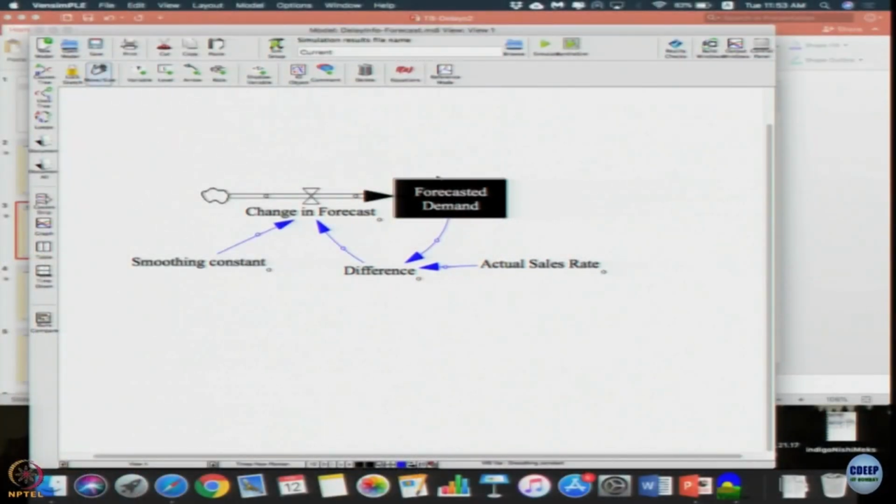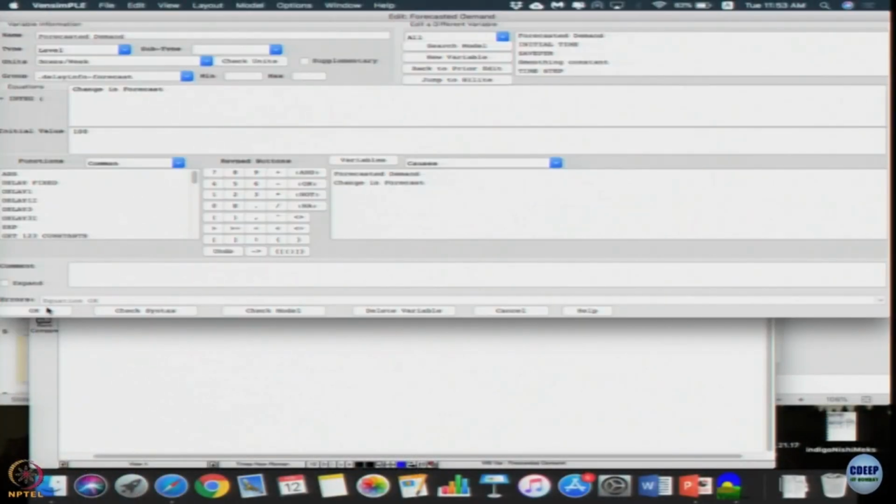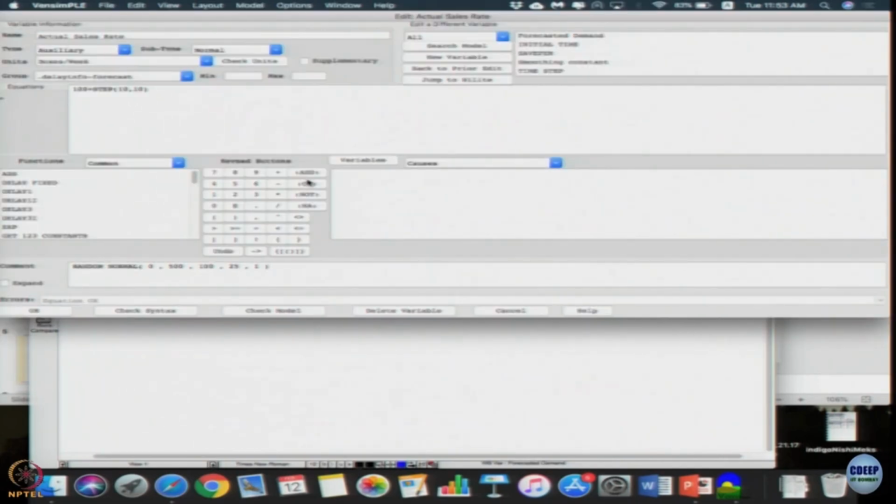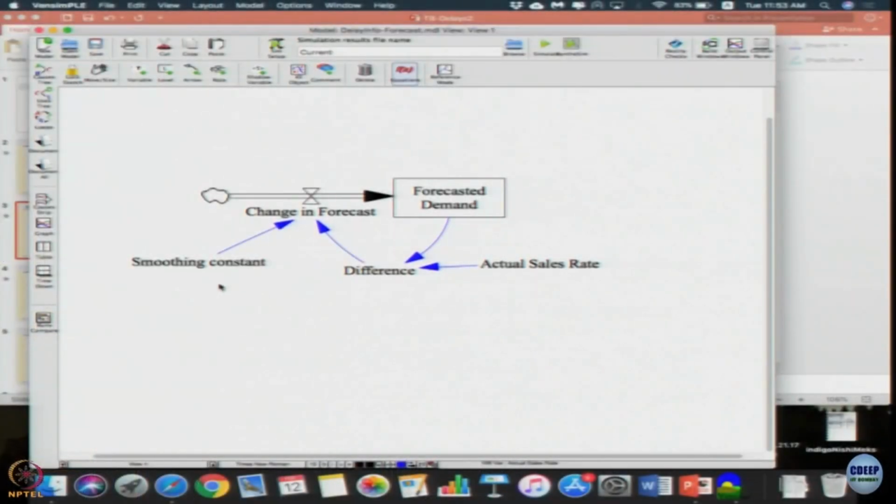Let me quickly show: the forecasted demand is 100, the actual sales is 100 plus step of 10 comma 10. Step of 10 comma 10 means at time 10 there is an additional 10 units. So, from 0 to time 10, the actual sales and the forecasted sales are exactly the same. So, we do not expect any dynamics to happen. So, the system will start at dynamic equilibrium. The smoothing constant is 0.2. So, at every time period 20% of the difference is going to be added to the stock. So, the stock has to keep increasing, right. So, that is what you expect.